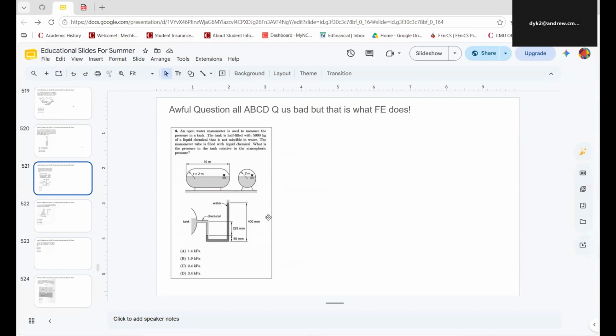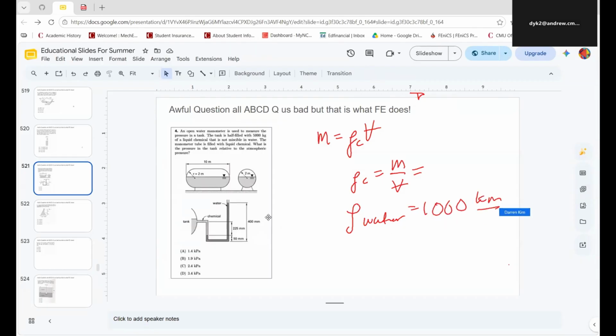The first thing I'll do here is use mass equals density times volume. We're trying to get the density of the chemical, so density C equals m divided by volume is what we need first. And we know the density of the water. The density of the water is 1,000 kilograms per meter cubed. That's just standard notation that you need.